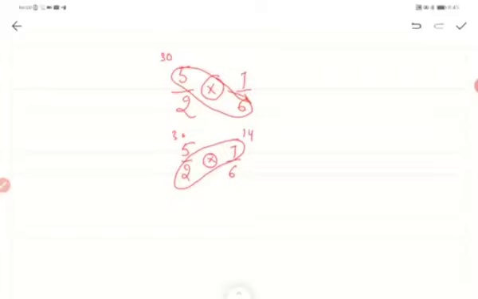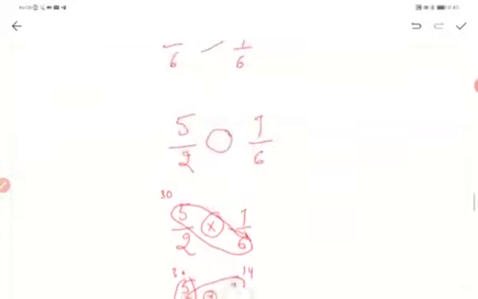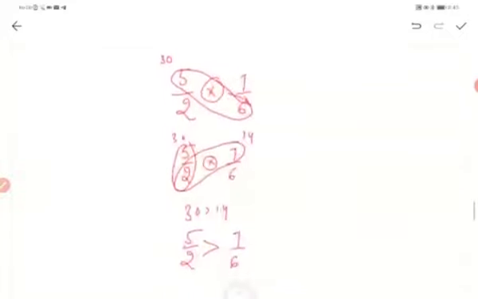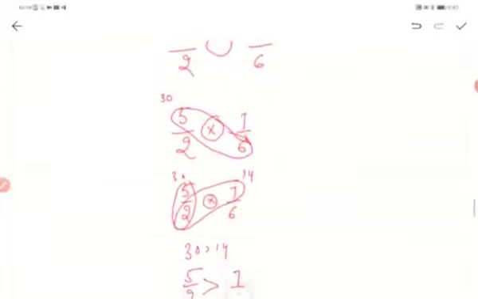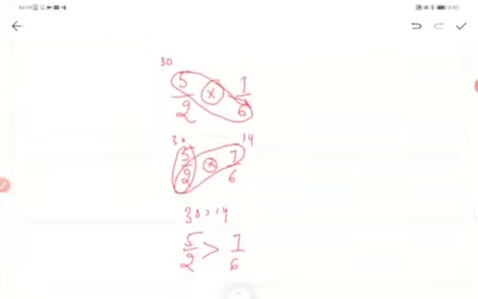So here it was 30 and here it is 14. Which is greater? 30 is greater than 14. Therefore 5 by 2 is greater than 7 by 6. Isn't it? This is easy for you. The same we got here, right? 5 by 2 is nothing but 15 by 6, which is greater than 7 by 6. Yes?